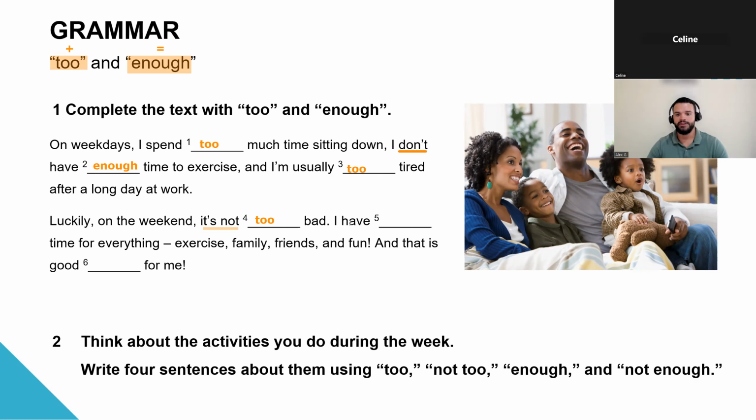All right, so what about number 5, Celine? How can we complete number 5? I have enough time for everything. Yep, I have enough time for everything: exercise, family, friends, and fun. Suficiente, right? Suficiente tiempo.